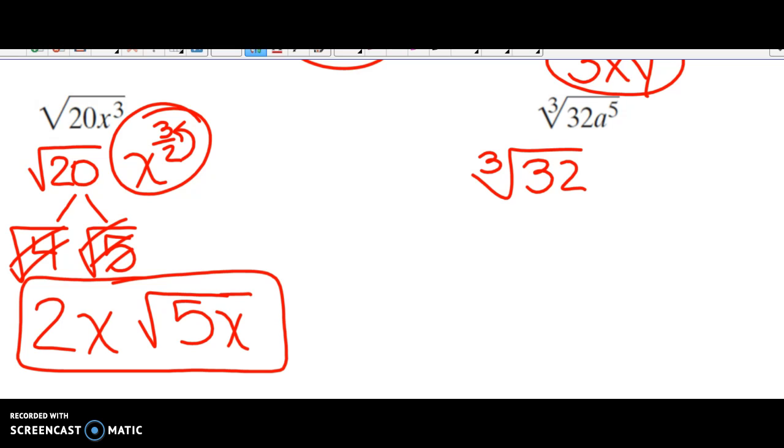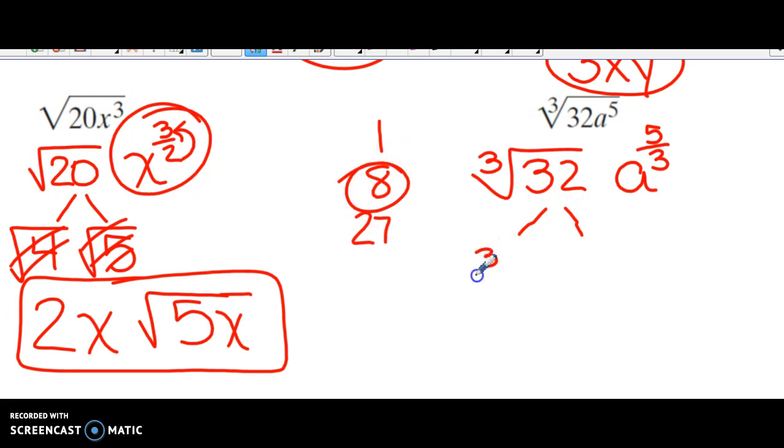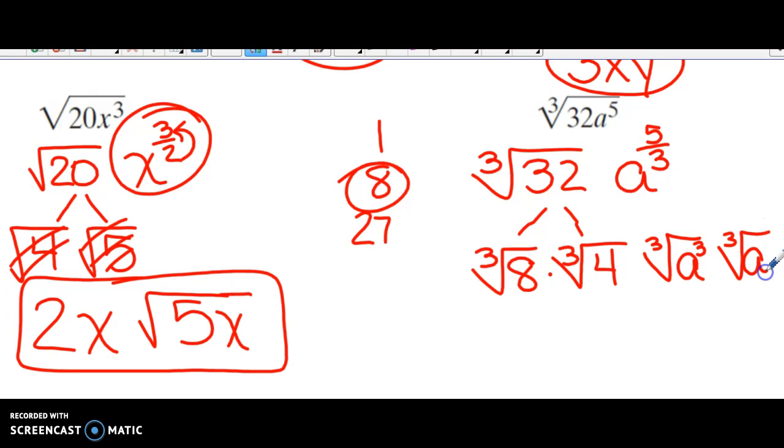Now we're going to take a and write it with a 5th power, but we're going to take the cube root of that. Okay, so now we're going to find the cube root of 32. You've got to find a cube that goes into 32. So remember, you've got 1, 8, 27. Looks like 8 is going to go into 32. So let's break this out, and we've got the cube root of 8 times the cube root of 4, and then really, if you want to look at it this way, this is the cube root of a cubed, right? And then you're going to have a squared left over because 3 plus 2 is 5. You could look at it like that.